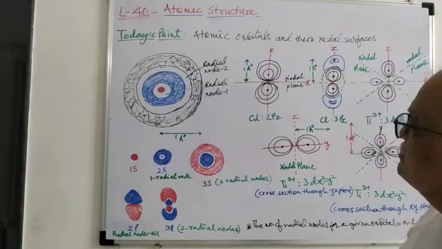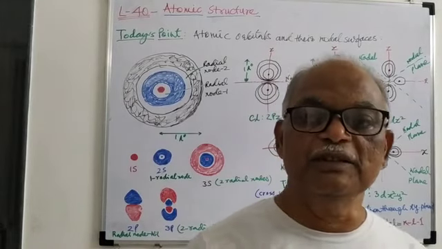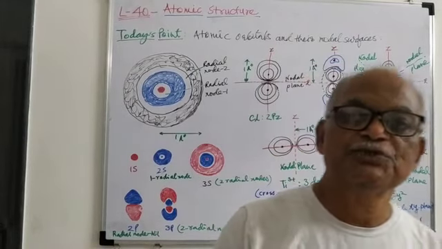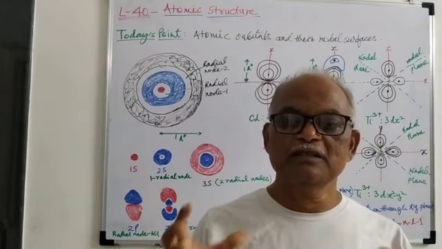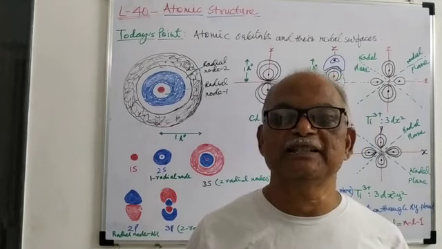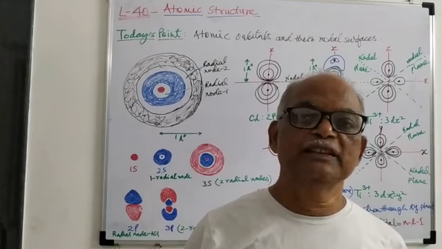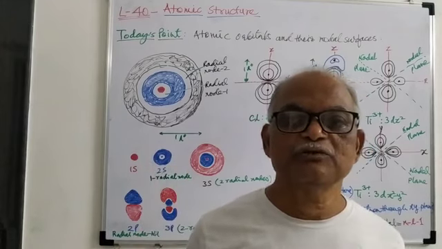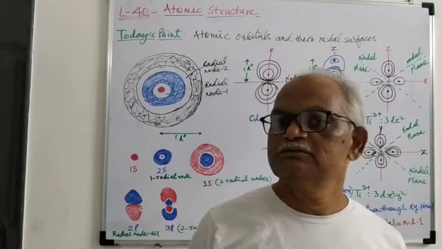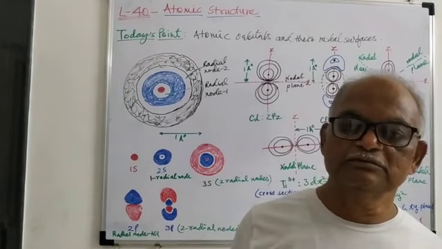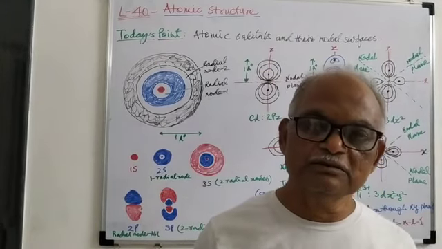Today we will see the next part of atomic structure, that is atomic orbitals and their nodal surfaces. In the last lecture we saw that the atom consists of the nucleus at the center, which holds the major mass of the atom, and the electrons occupy the large empty space around the nucleus. And according to the discussion we carried out last time, we have seen that there are a variety of atomic orbitals.